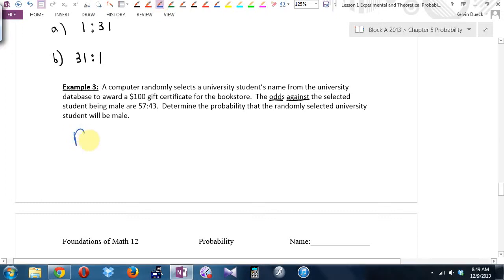Okay, our symbol that we're using for probability is a capital P. What would a good abbreviation be for the word male? Okay, probability of capital M is, if the odds are against being male 57 to 43, what's the probability of being male?